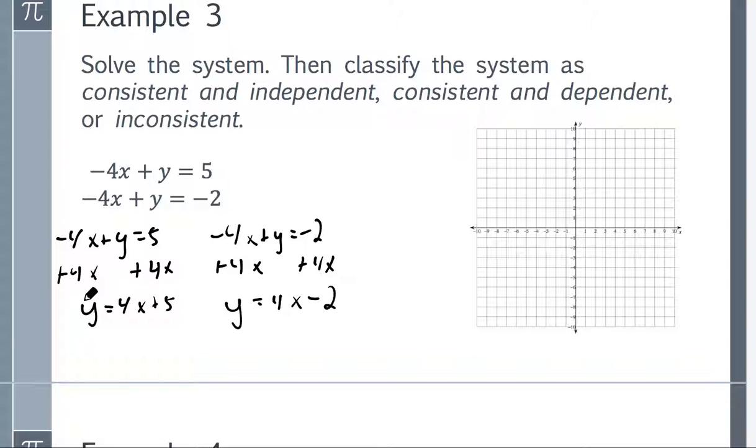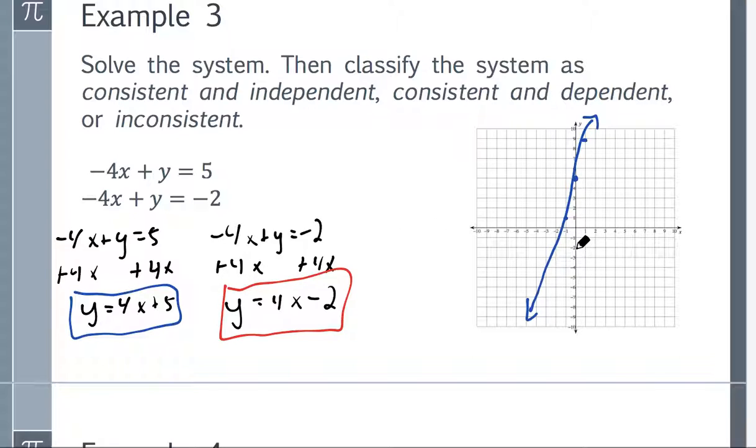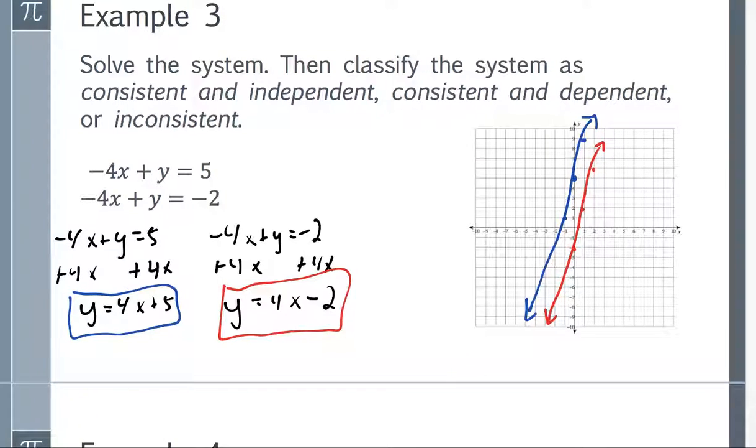All right, let's try graphing the first equation with blue. So we go to plus 5. My slope is 4, so 1, 2, 3, 4 over 1, and then 1, 2, 3, 4 over 1. And it's going to look something like this. And let's try red for the second equation. So minus 2 and then slope 4, 1, 2, 3, 4 over 1. And it's going to look something like this. And if you notice, you get parallel lines.